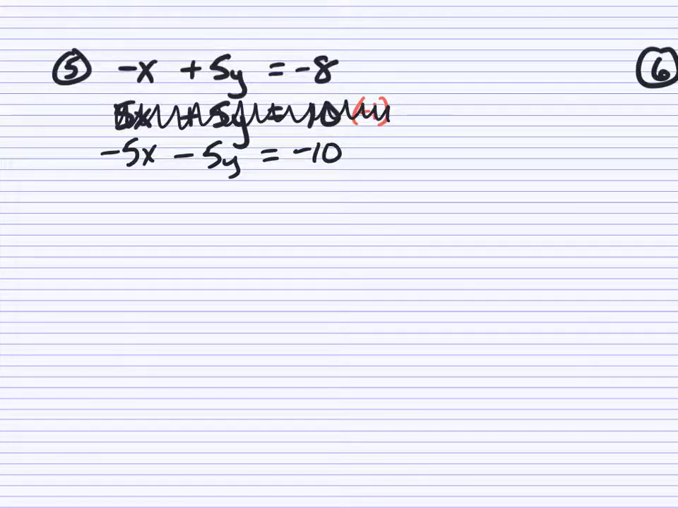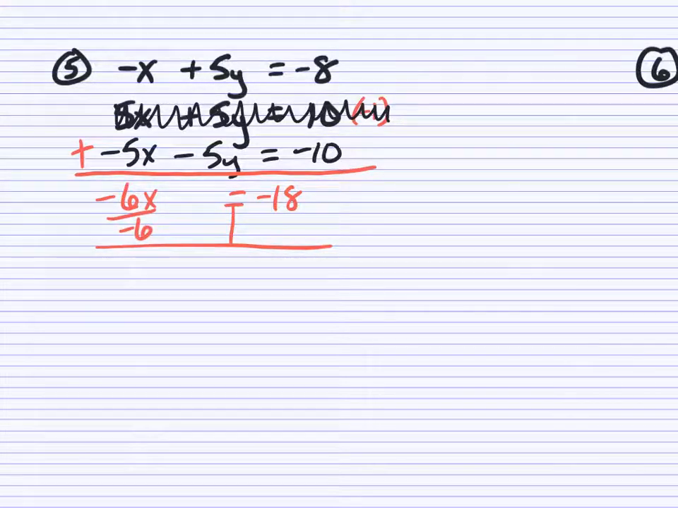Now, do we have opposites anywhere? Yeah. Positive 5y and negative 5y. As soon as we see opposites, we go to addition. Negative 1x and negative 5x becomes negative 6x. Positive 5y and negative 5y are eliminated, so we don't put anything. Negative 8 and negative 10 gives me negative 18. Then I solve this by dividing by negative 6, and x equals 3.